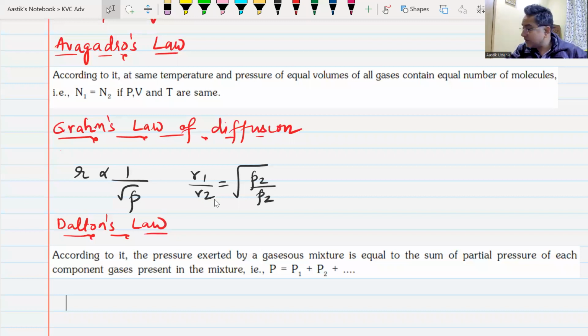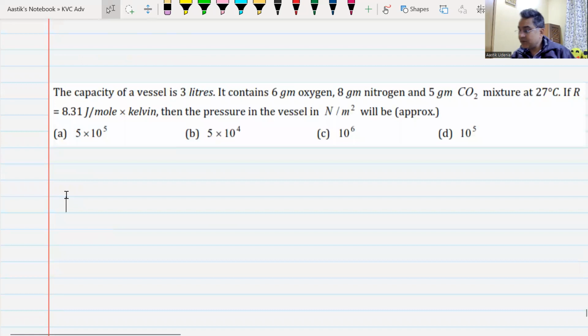This is the first question. These questions are more likely to come in chemistry rather than physics, but solve it. The capacity of a vessel is 3 liters. It contains 6 grams of oxygen, 8 grams of nitrogen, and 5 grams of CO2, a mixture of non-reacting gases, at 27 degrees Celsius. The value of R is 8.3. Try to get the answer quickly. Let me know once you are done.